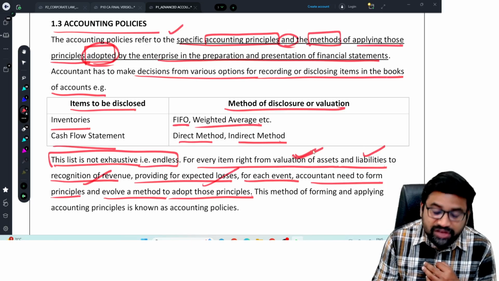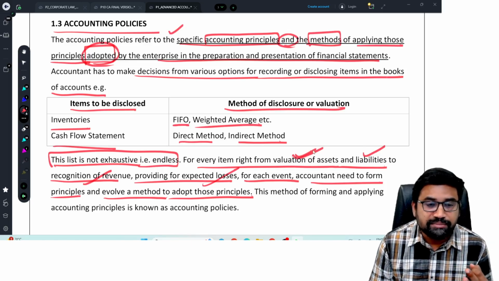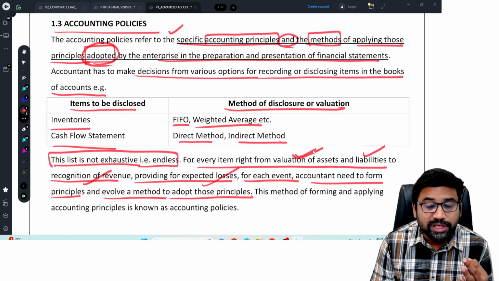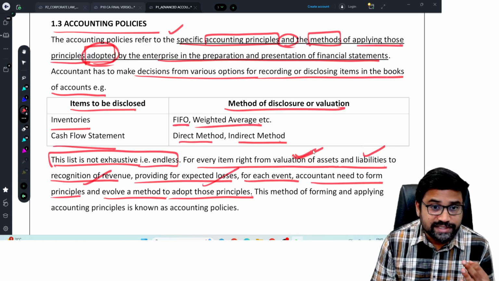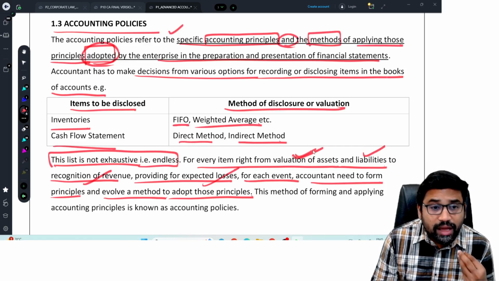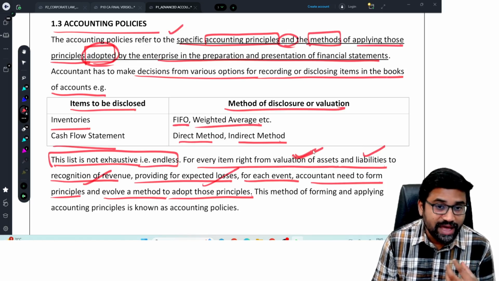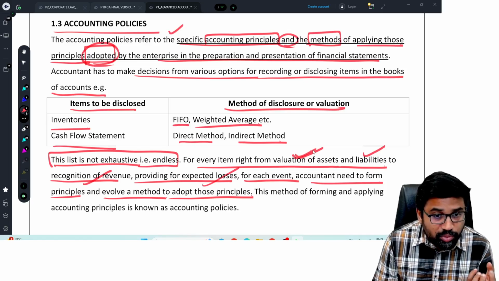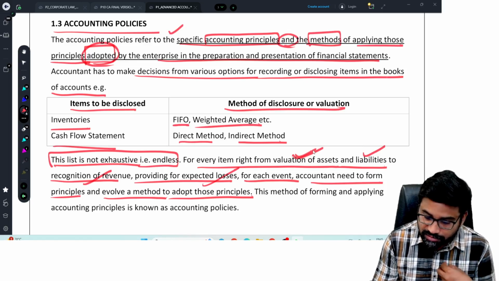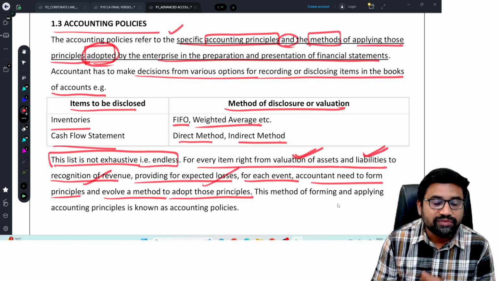So, for valuation of assets, how to value the assets? For example, as per Accounting Standard 10, I want to revalue the assets at the end of the balance sheet. For example, I am following the revaluation model. That model, which I want to follow for asset valuation, is my accounting policy, whichever I selected.